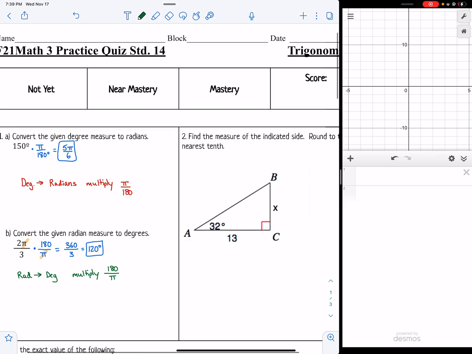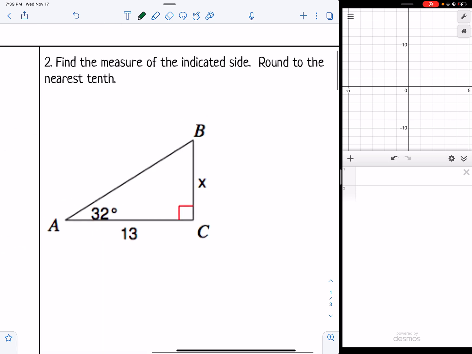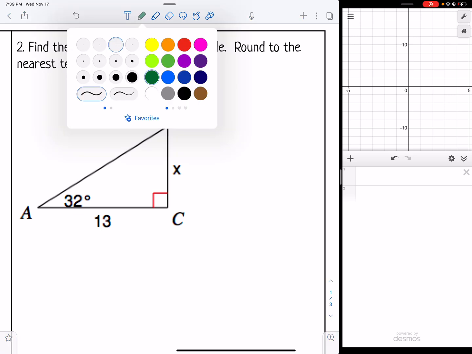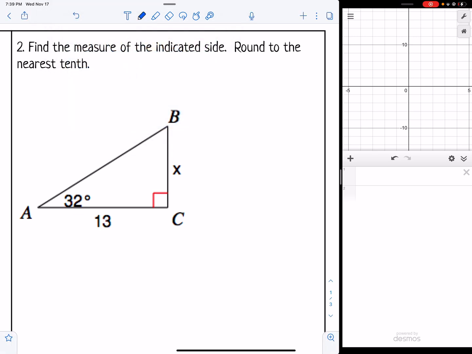All right, let's look at number 2. It says find the measure of the indicated side, round to the nearest tenth. So this is one that deals with sine, cosine, and tangent. So remember, SOH: sine of theta is equal to opposite over hypotenuse. CAH: cosine equals adjacent over hypotenuse. And TOA: tangent of theta equals opposite over adjacent.